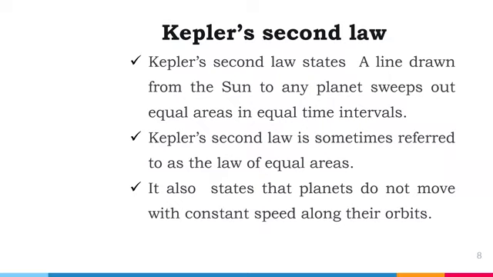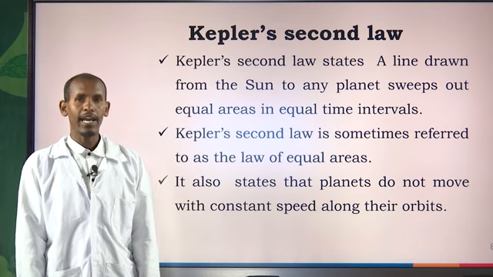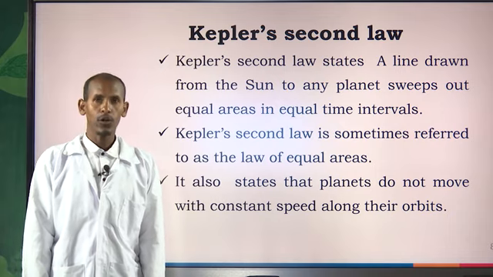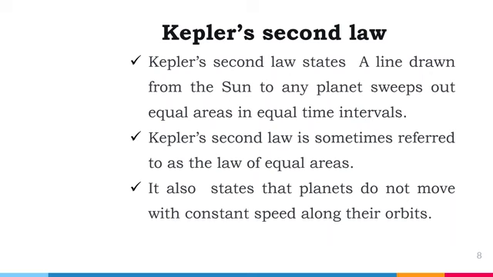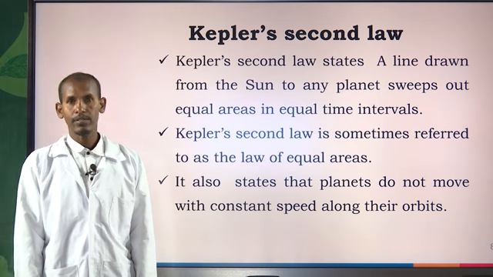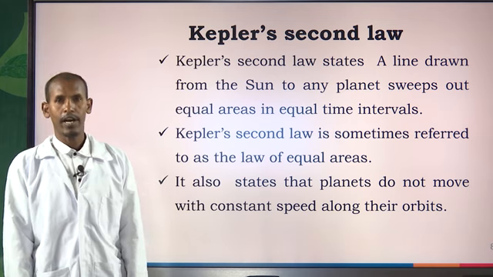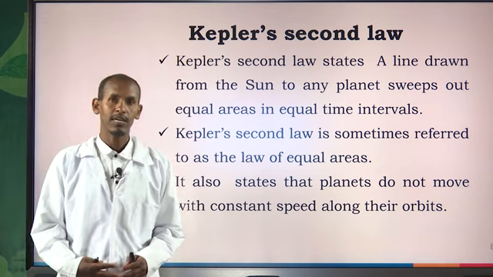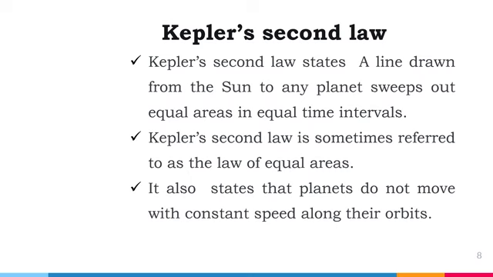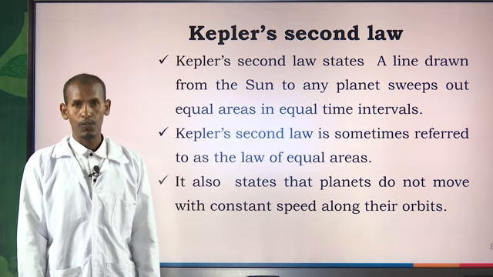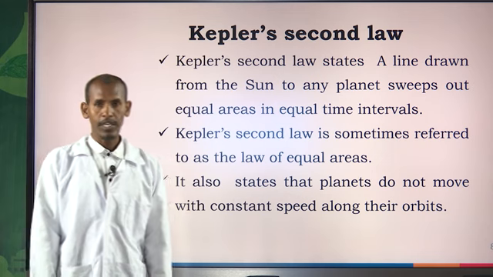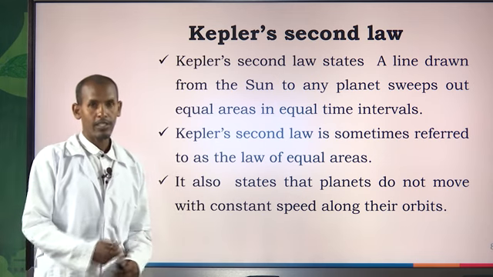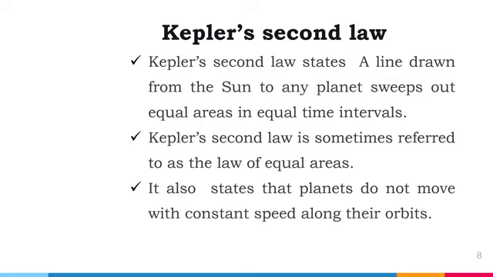Kepler's second law states that a line drawn from the sun to the planet sweeps out equal areas in equal time intervals. Kepler's second law is sometimes referred to as the law of equal areas because it states the area swept by the line is equal in equal times. It also states that the planets do not move with constant speed along their orbit. The velocity will vary when they are moving in their orbits. This is explained by Kepler's second law.